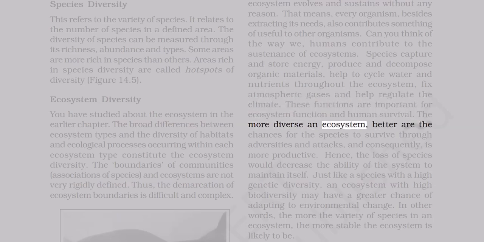The more diverse an ecosystem, the better are the chances for the species to survive through adversities and attacks, and consequently, it is more productive. Hence, the loss of species would decrease the ability of the system to maintain itself. Just like a species with a high genetic diversity, an ecosystem with high biodiversity may have a greater chance of adapting to environmental change. In other words, the more the variety of species in an ecosystem, the more stable the ecosystem is likely to be.